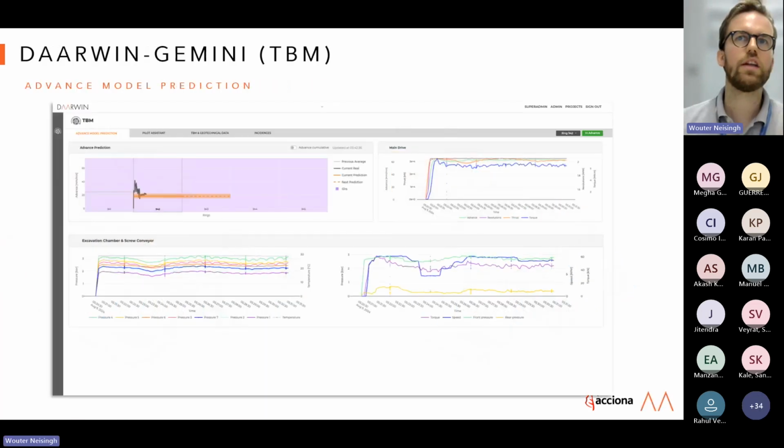So let's take a look at what that looks like in more practical terms. I have a few screenshots of the tabs that we have available for the Daarwin Gemini system. The case that I'm going to show you, again, for confidentiality reasons, is anonymized. So the names and values that you see are completely hypothetical. The first step that we cover is about the advanced model prediction.